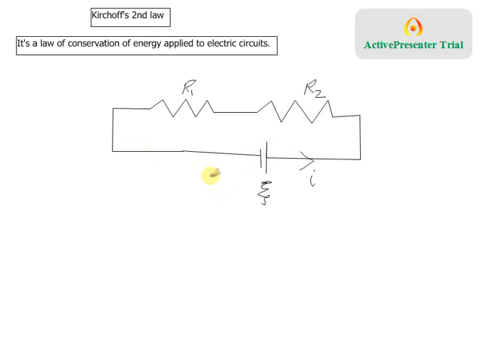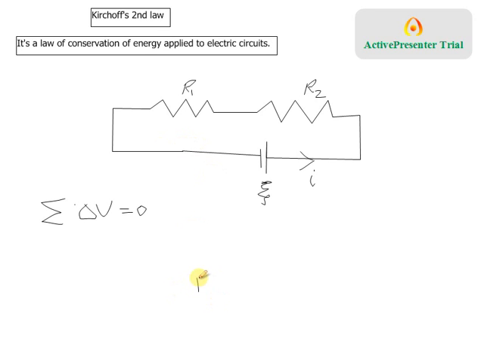It says that the sum of the changes in electric potential, so delta is change and V is potential, across an entire loop is 0. If you want to understand why it is so, I can explain it by using an analogy. The analogy we will use is a gravitational analogy.